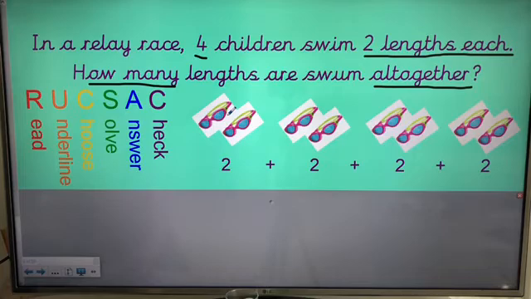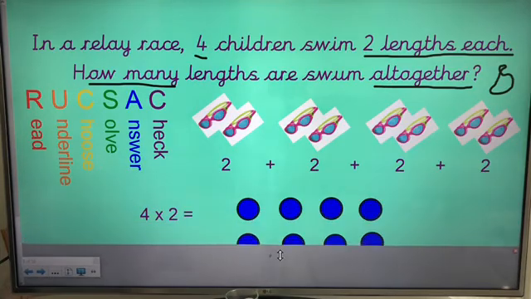We've got 4, 1, 2, 3, 4, lots of 2, because each child of the 4 children swam 2 lengths each. 2, add 2, add 2, add 2. So 2 more than 2, 3, 4, add another 2, 5, 6, add another 2, 7, 8. So there were 8 lengths swum all together. So now we've answered it, we need to check. Let's check using an array.